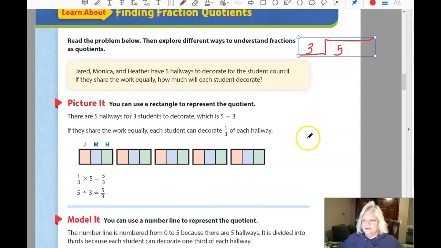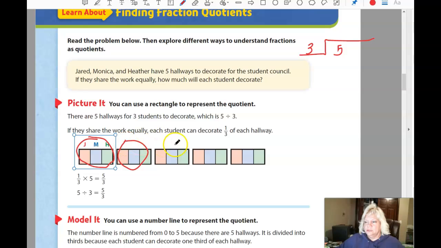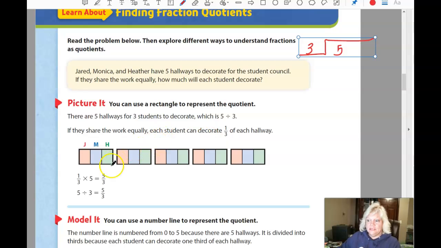Now I'm going to look down here and figure out the picture. You can use a rectangle to represent the quotient. Here are 5 hallways. Here's hallway number 1, hallway number 2, hallway number 3, hallway number 4, hallway number 5. Let me take those back off. All right, so if they share the work equally, they each get this hallway, they get a third. This hallway, a third. This hallway, a third. This hallway, a third. And this hallway, a third.